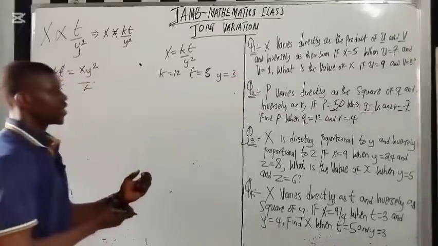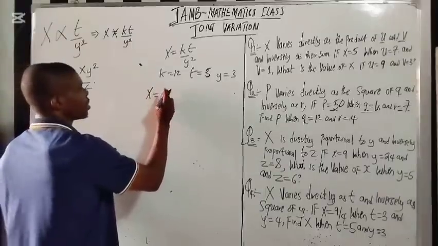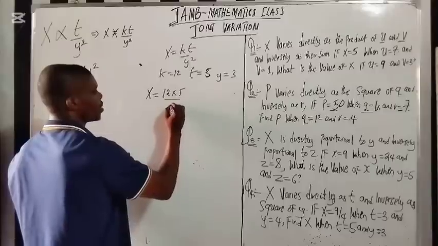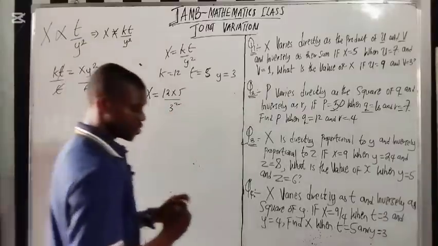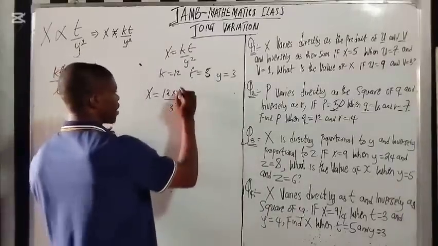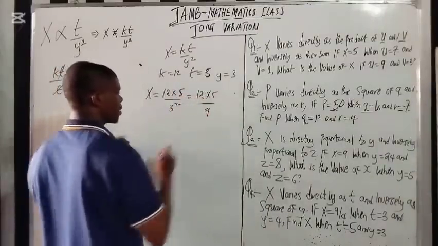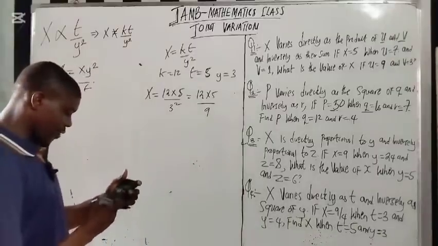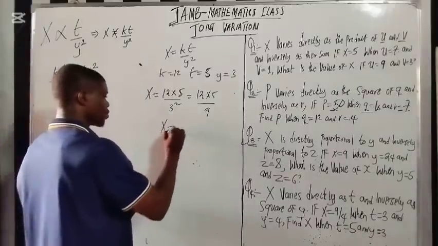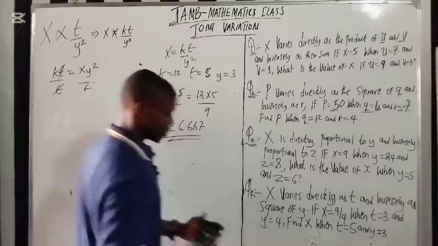Can you see that? So what I want to do here is to substitute your values. X is equal to k, which is 12, times T, which is 5, over 3 squared, right? So 12 times 5 over 9. So 12 times 5 divided by 9, here we have 6.667. That is the answer.